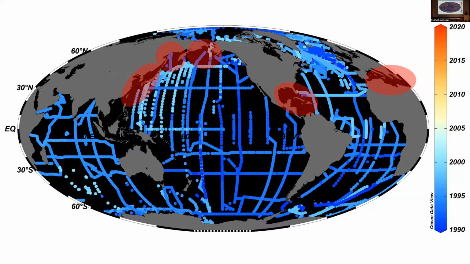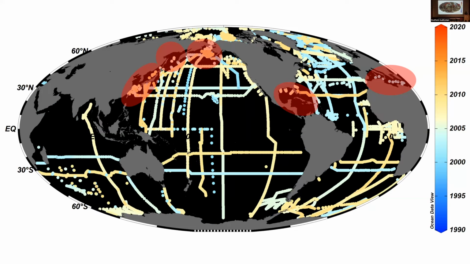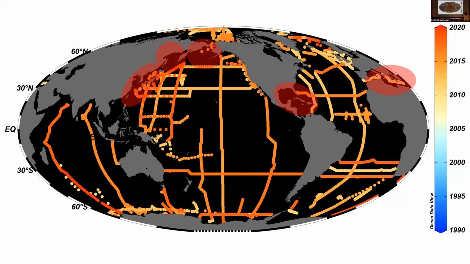So let's look at the marginal seas. You can see this is the first 10 years of that data product. We've got some coverage in some of the marginal seas, but not a lot. Fast forward 10 years, we're doing a little bit better. We're still pretty barren in a lot of them. Another 10 years, and the Mediterranean now has a great set of cruises, which I'm hoping Marta will talk about at least a little bit. But we're still kind of suffering.